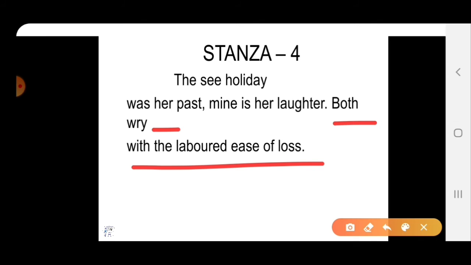Both vary with the labored ease of loss. Here in these lines, the poet's mother felt pain whenever she saw the photograph because the innocent childhood days would never come back. And both tried their best to adjust to what they lost.